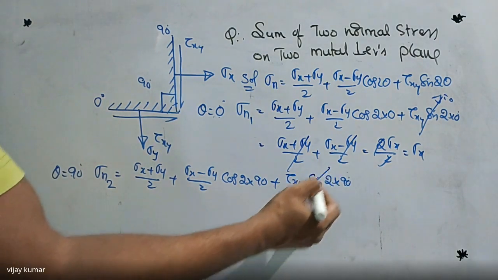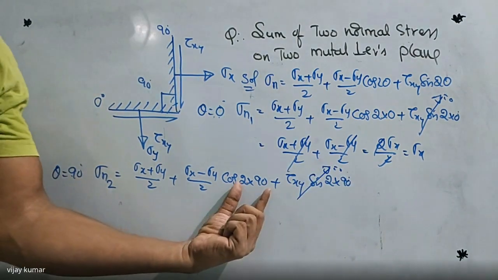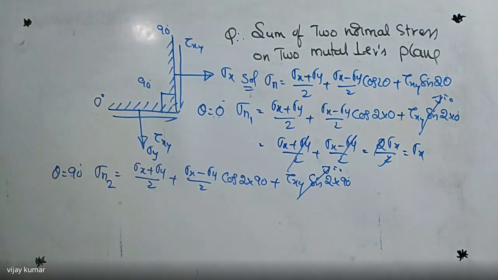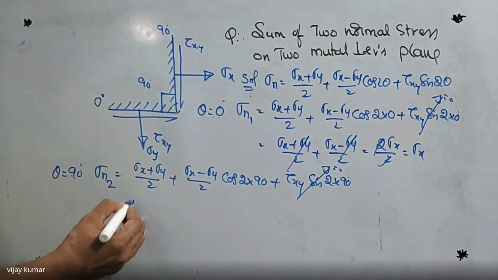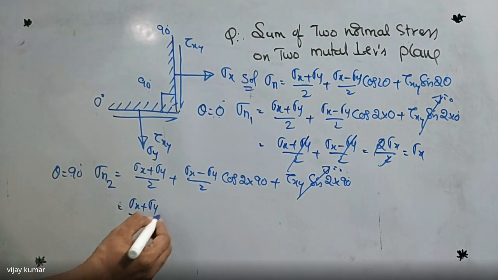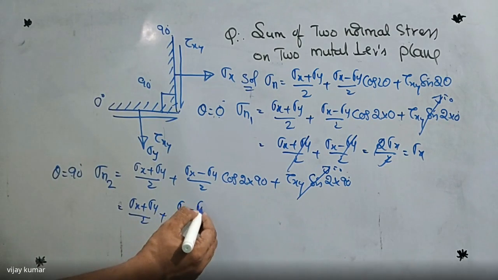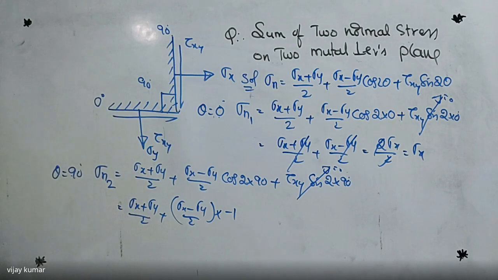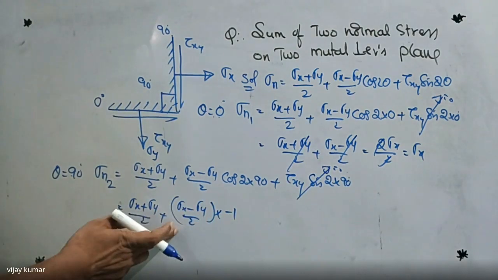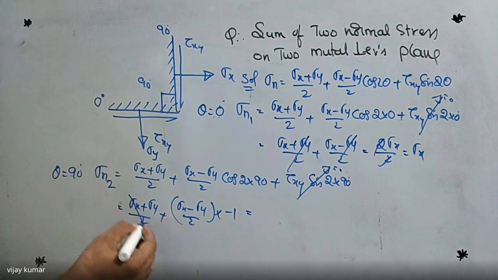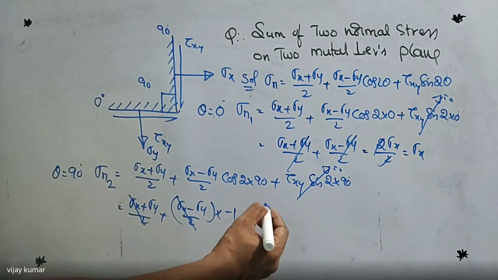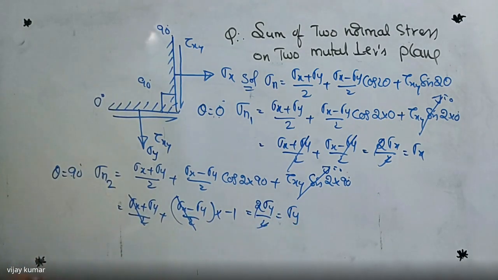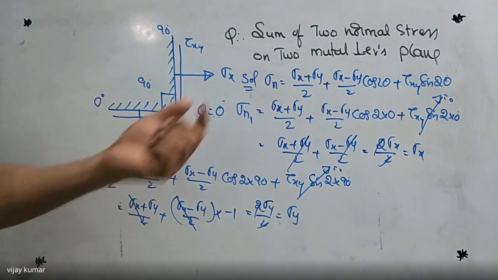So this shear term is also 0. But cos 180 is minus 1. So I'm getting sigma x plus sigma y by 2, plus sigma x minus sigma y by 2 into minus 1. If you multiply by minus 1 inside, the sigma x terms cancel and we get only sigma y. So 2 sigma y divided by 2, we are getting sigma y. Now tell me, what is the answer for this one?